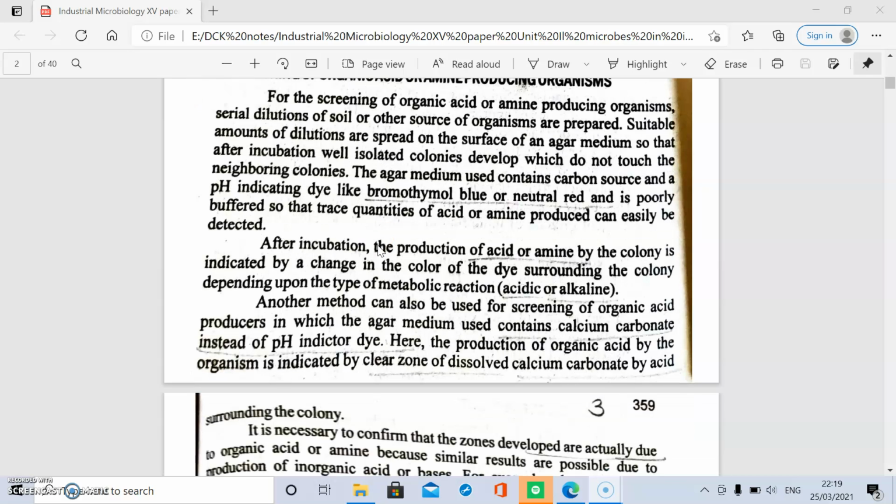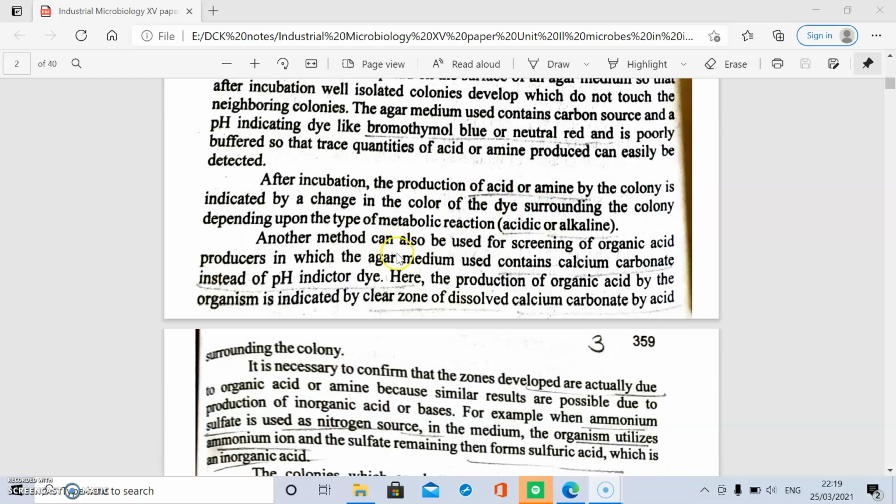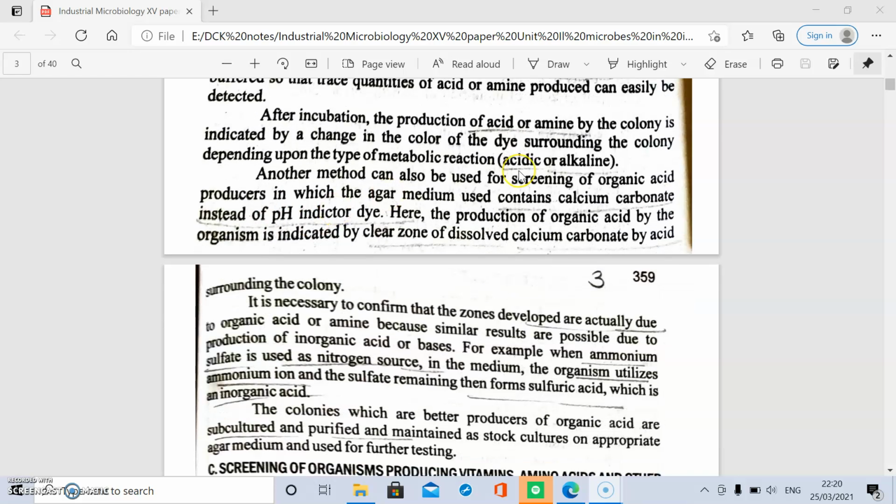The agar medium contains a carbon source and a pH indicating dye like bromothymol blue or neutral red. After inoculation, the colonies are incubated, and the colonies which are producing acid or amine are detected by observing the change in color of the dye surrounding the colony, depending upon the type of metabolic reaction, whether it produces acid or alkaline.